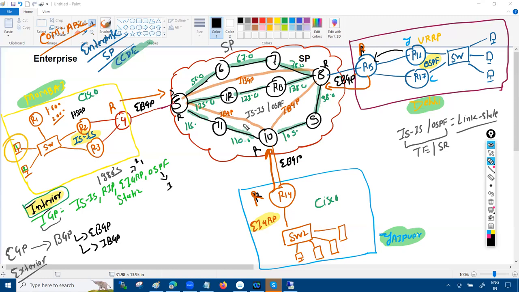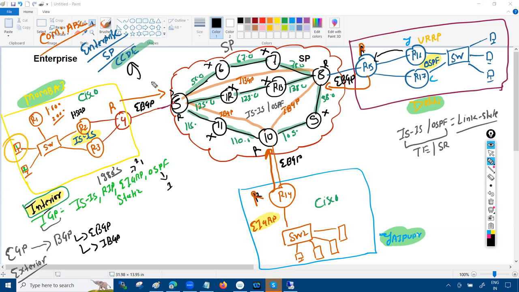So in that case, what happened? R6 is not going to maintain the customer route. R7 is not going to maintain the customer route. R11 is not going to maintain the customer route. R9 is not going to maintain the customer route. R12 is not going to maintain the customer route. And R13 is not going to maintain the customer route. Think about the CCD perspective, guys.